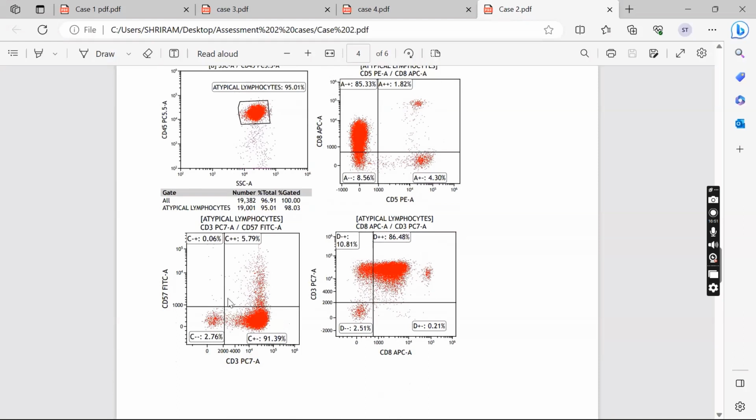They will be positive for 27. They will be positive for 81. They will be negative for 117. So this abnormal phenotype will not be expressed by the LPL plasma cells. Okay, so only they will be clonal. That is the only abnormality you can find, right? So that's correct. So now what is the diagnosis for this case?